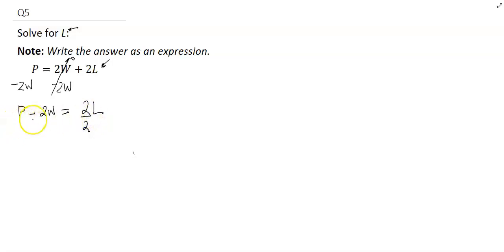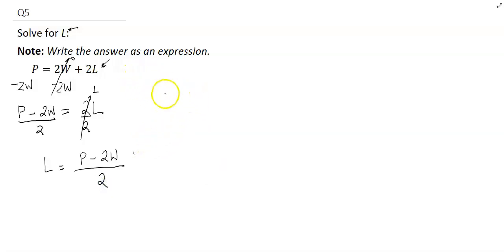I can divide the whole thing by 2 or put a 2 under each one of them. Either way. So I'm gonna put under the whole thing 2. And then 2 divided by 2 is 1. So now my L finally is by itself. And to find L, I have to get the perimeter, subtract 2 times the width, and then divide by 2. Okay, so you can give me the answer like that.